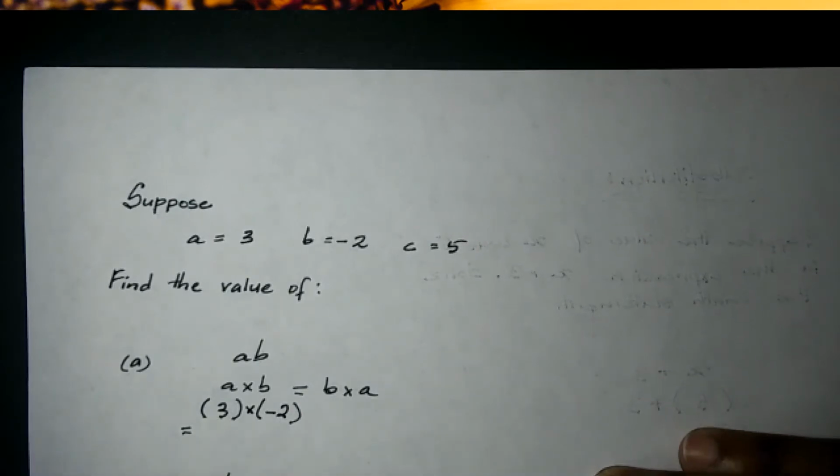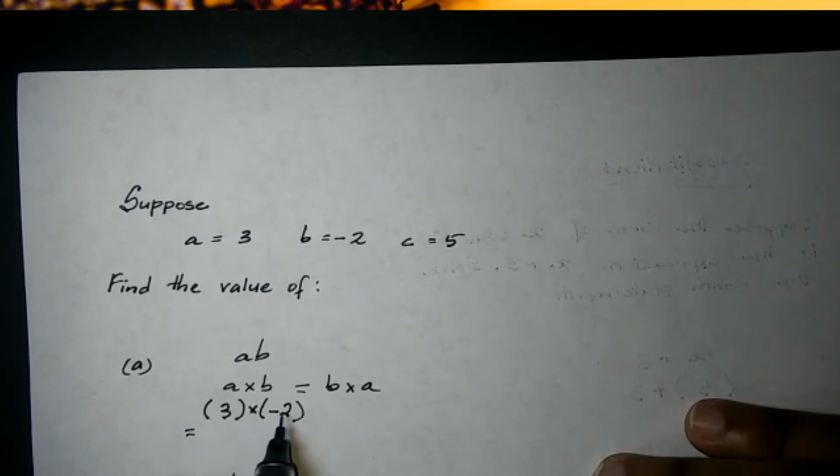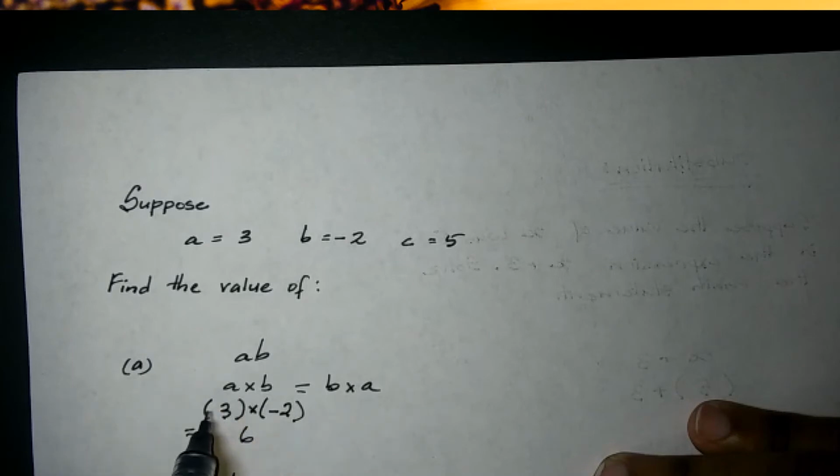3 times 2 will give us 6. Am I correct? No, because this is not 2. It's negative 2. So a positive times a negative will give us a negative. So our answer is negative 6.